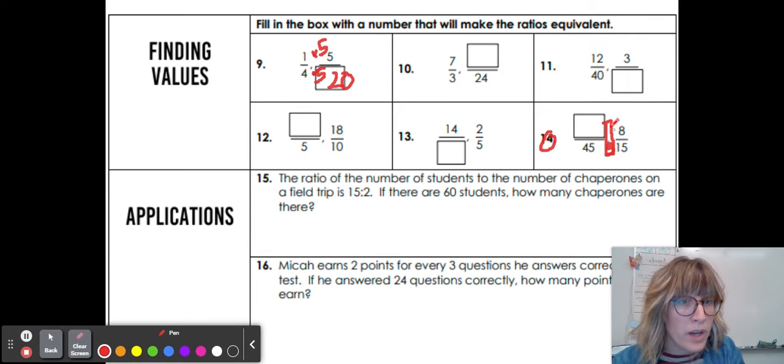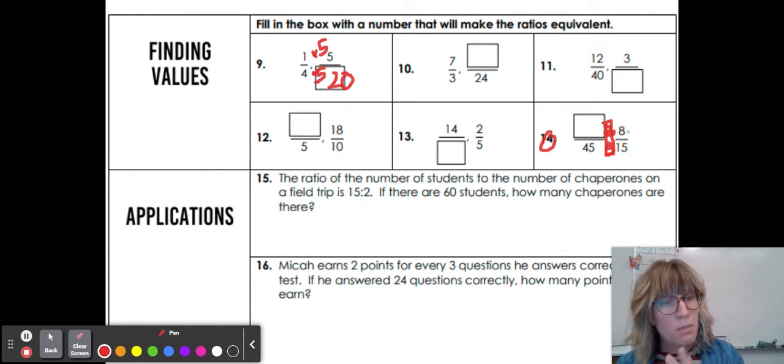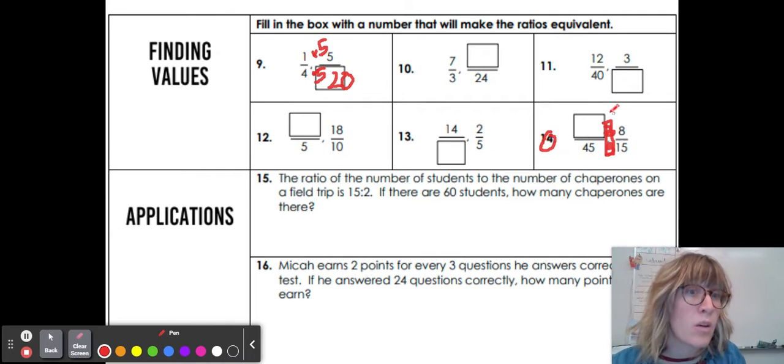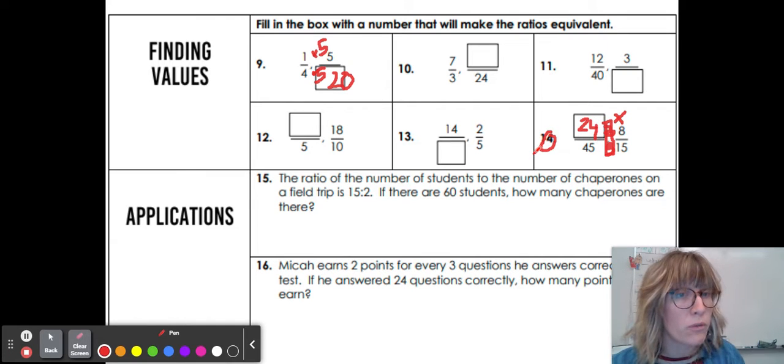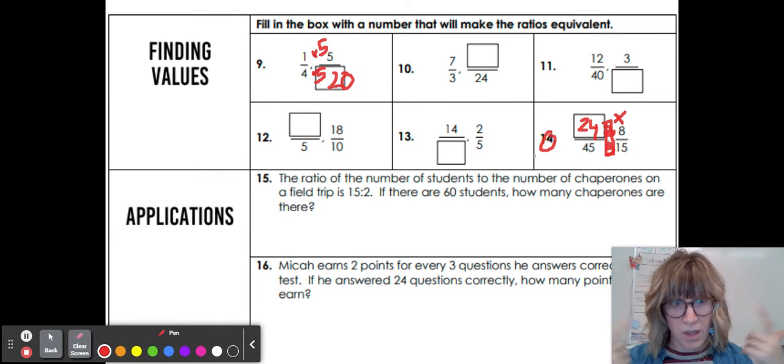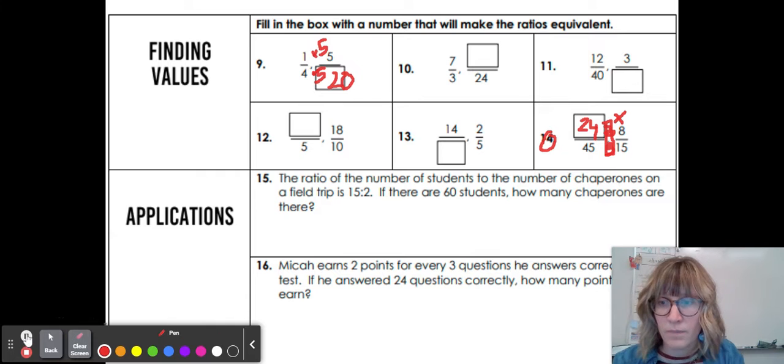Either way you go, whatever we do to the bottom, we got to do the same thing to the top. That's a 3. So we are going to then multiply. So even though we could use division to find the scaling factor, we can then work backwards to find the mystery. So 8 times 3 gets us 24. So we have 24/45 is equivalent to 8/15, right? As a fraction, or in the way we're interpreting now, as a ratio.